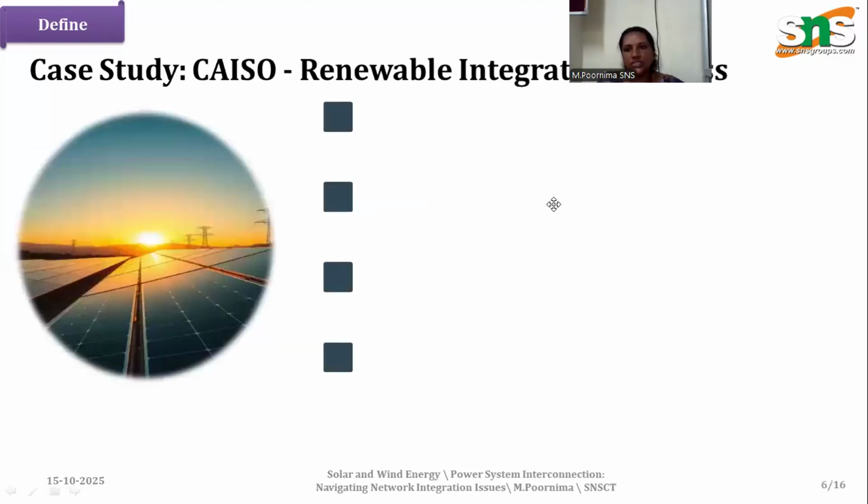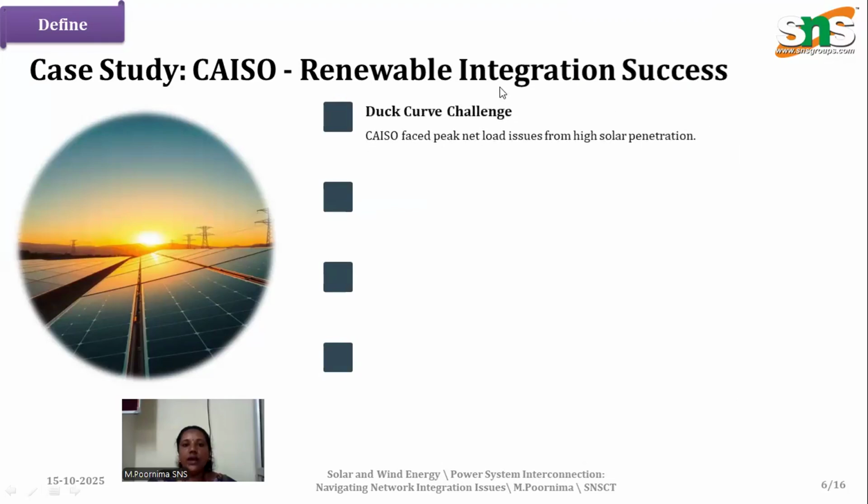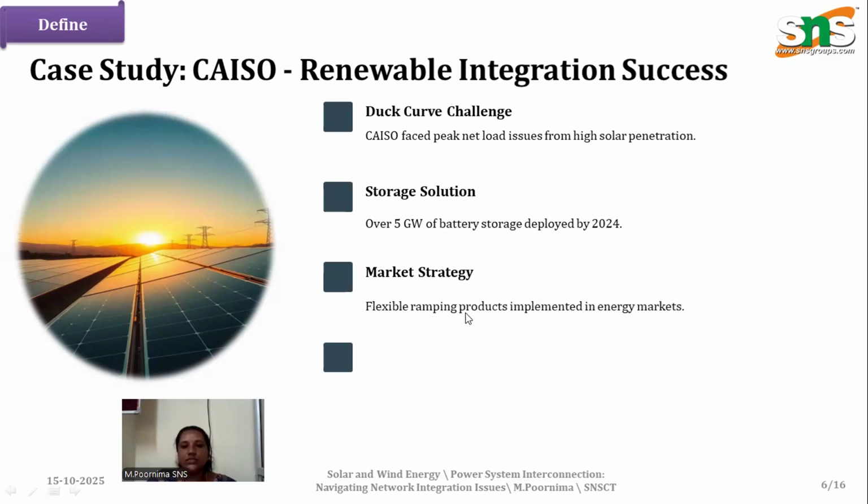Here we are going to see a small case study on CAISO, a renewable integration success. The duck curve challenge: CAISO faced peak net load issues from high solar penetration. Storage solutions: over 5 gigawatts of battery storage developed by 2024. Market strategies: a flexible ramp product was implemented. The last one is reliable outcomes: managing variability and maintaining reliability with high renewable penetration.